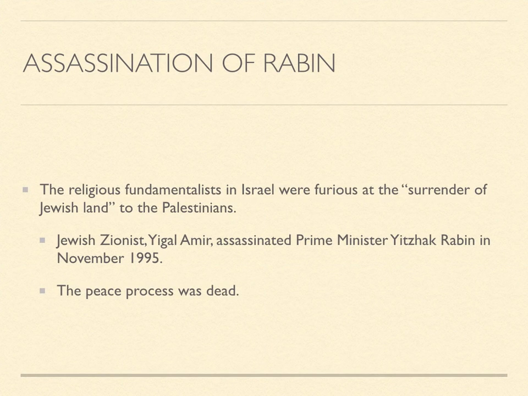Assassination of Rabin. Religious fundamentalists in Israel were furious at the surrender of Jewish land to the Palestinians. Before the peace treaty even got off the ground, a Jewish Zionist named Yigal Amir assassinated the Prime Minister, Yitzhak Rabin, in November 1995. At this point, the peace process was dead.